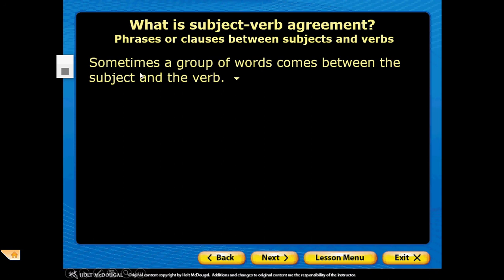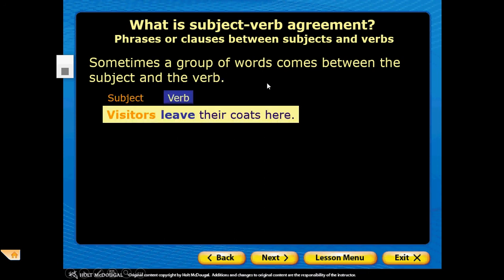Sometimes a group of words comes between the subject and the verb. So let's have a look. Visitors leave their coats here. So the subject is visitors, and the verb is leave.